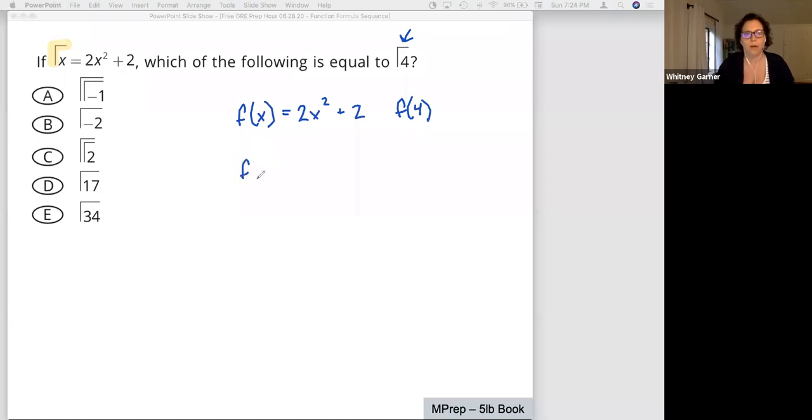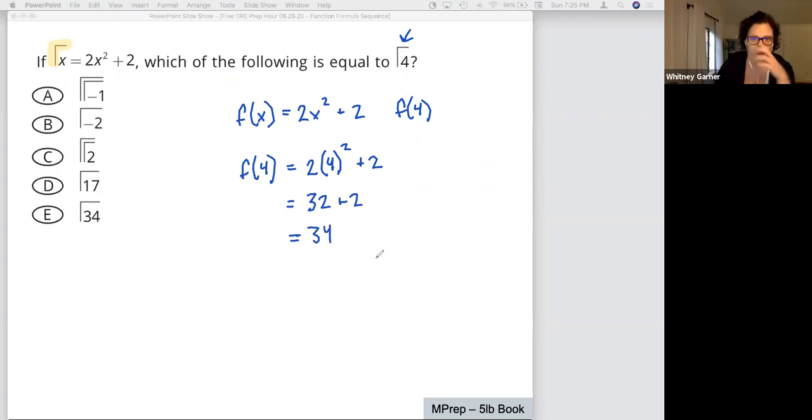Well, F of 4 is equal to, well, 4 squared is 16. So we'll take 2 times 4 squared. We're going to add 2 to it. And so when I square 4, that's 16 times 2 is 32 plus 2. And so 32 plus 2 is 34. And I want to find which of the following of these is equal to 34.